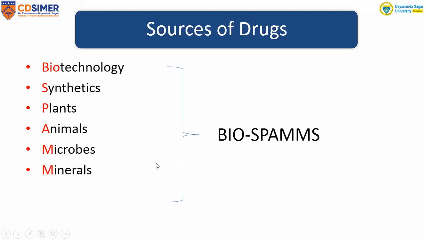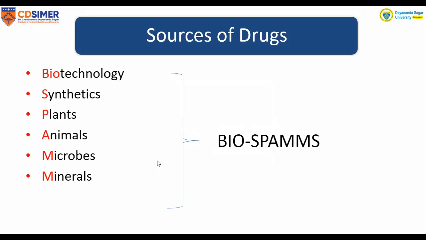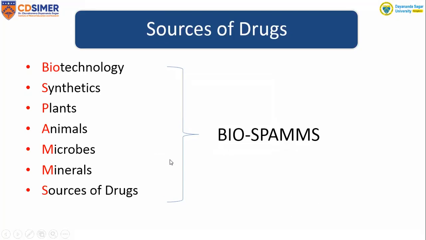Then minerals. What are the minerals? Iron is used for what purpose? It is used for treating anemia, right? Anemia can be treated with iron. And many drugs like magnesium sulfate, aluminum sulfate. Many minerals can be obtained, and they can be used for treating. So all these are sources of drugs.